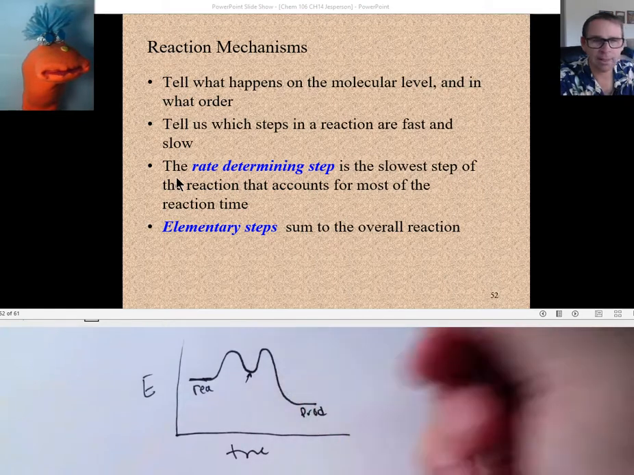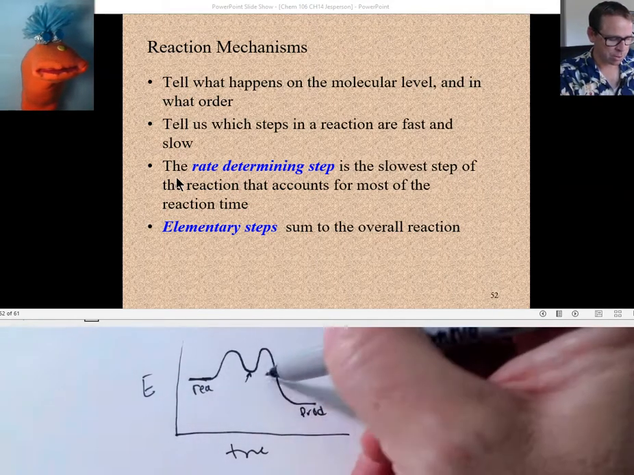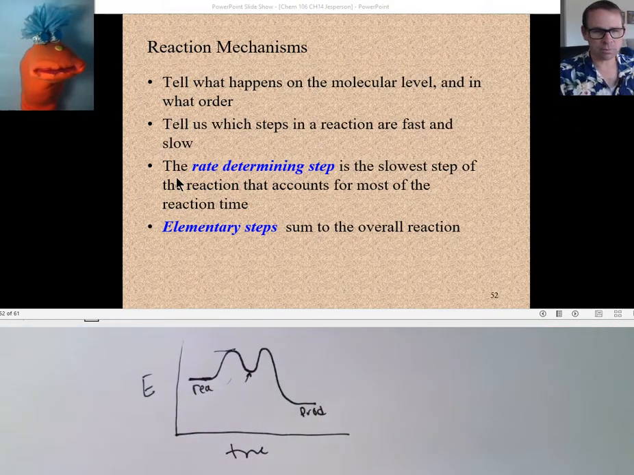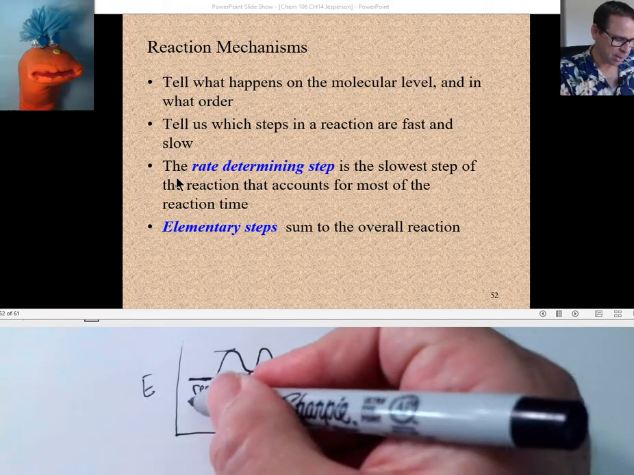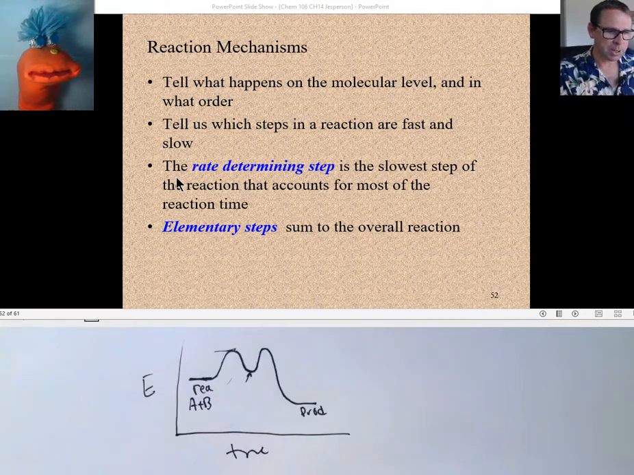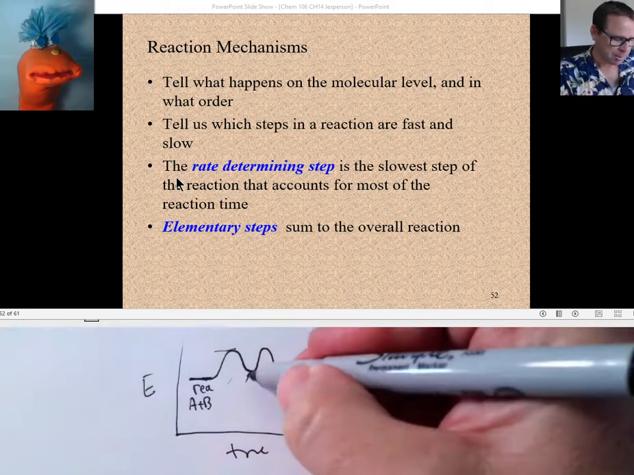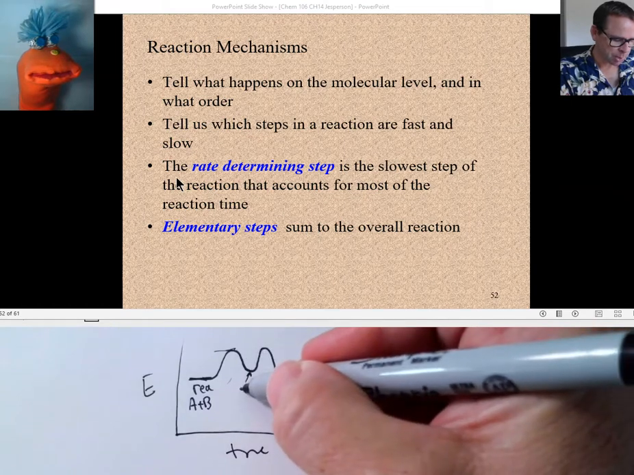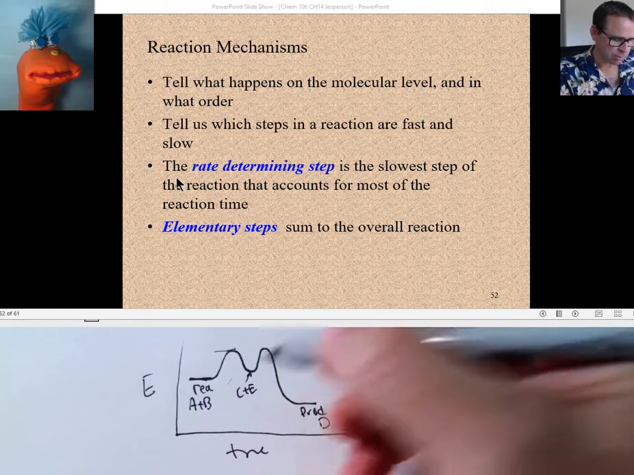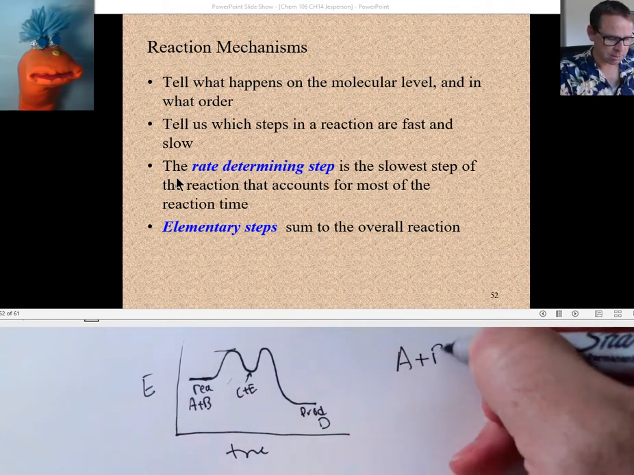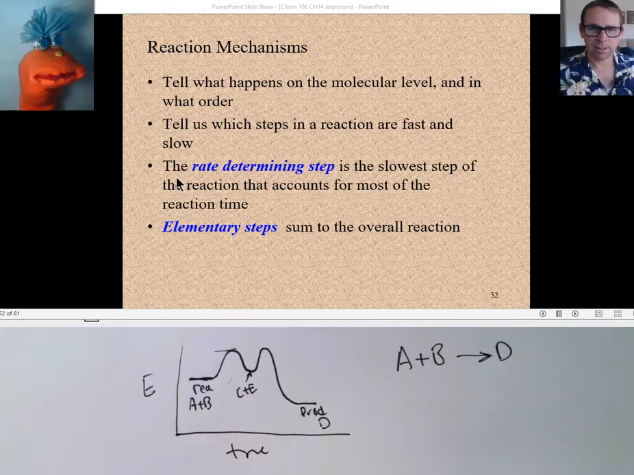And this we call an intermediate. The energy required to overcome this and allow new bonds to form is called the activation energy. We've talked about this. We could think about our reactants maybe being A and B here, and maybe our product here is D, but maybe at this point here something else is formed, like maybe C and E are formed. So we could think about our reaction.